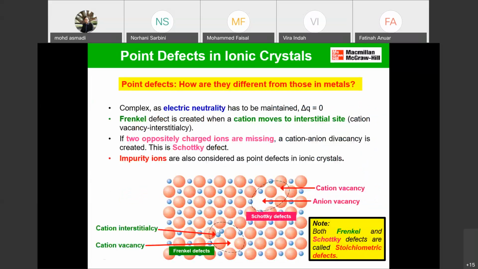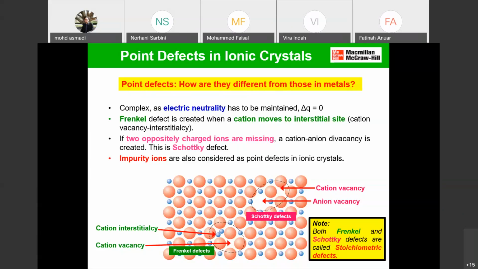Okay. So in terms of the charge related with the cations or anions, it can also cause point defects in ionic crystals. How are they different from those in metal? So this is in ionic crystals. It is more complex as electrical neutrality has to be maintained, delta Q equal to 0.